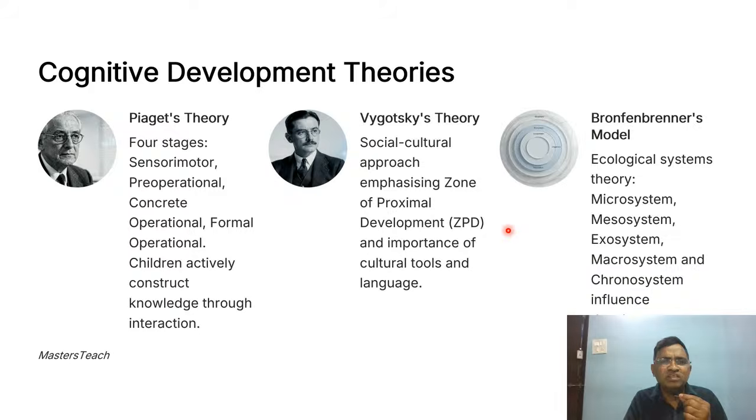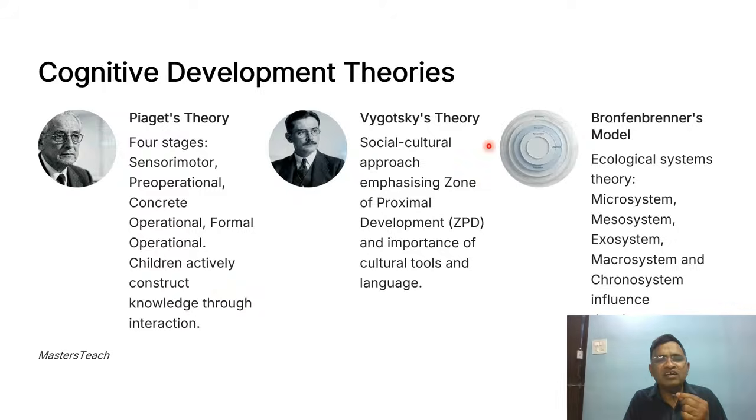So there are theories mentioned here. Cognitive development theories: Jean Piaget, Vygotsky, and Bronfenbrenner model. Okay, Piaget's theory. So there are four stages: sensorimotor stage, then preoperational, concrete operational, formal operational. Children actively construct the knowledge through interaction. That is said by Piaget.